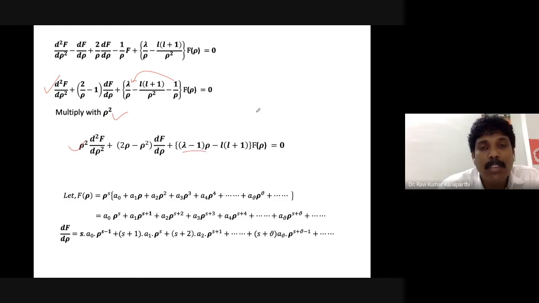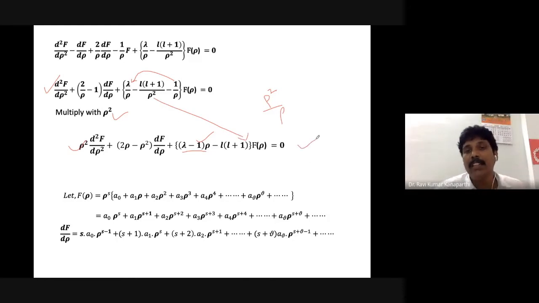So it is in the numerator. Rho square upon rho is basically simply rho, right? That is what this term is. And then L into L plus 1 upon rho square, you are multiplying with the rho square, therefore the rho square cancels out, and then this becomes like this. Okay, so this is the differential equation that we have to solve.